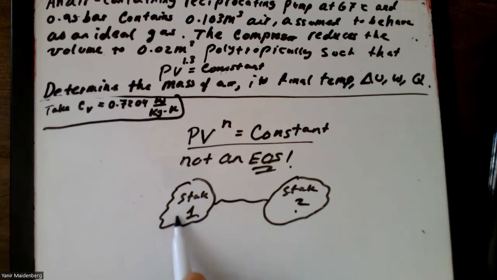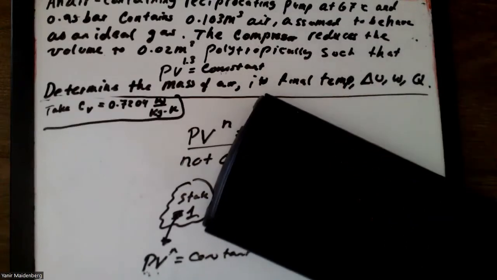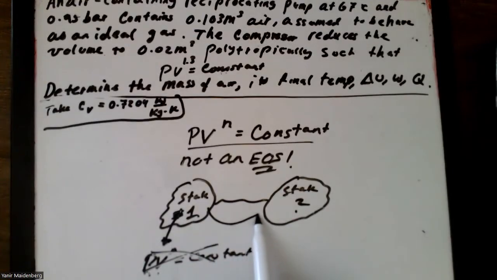It does not describe, for example, if I had the pressure and I tried to find the volume for that state in isolation. If this change didn't exist, this would not hold for this state. It only describes what happens when it undergoes this change. So it is not an equation of state.